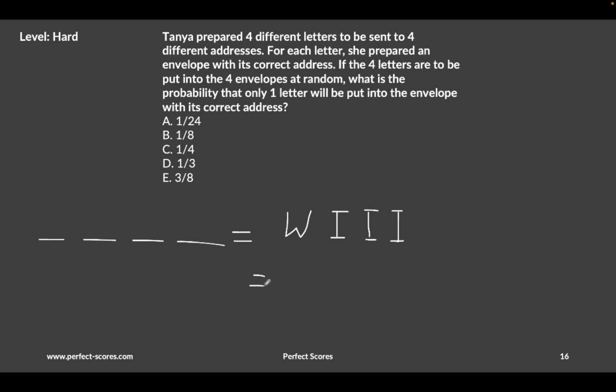Let's try filling up the probabilities here. So what's the probability of sending... It's the other way around. You have to have one as correct and the others as incorrect. So I'm just going to rewrite this, because only one has to be at its correct address. So one is correct, the others are wrong. So CWWW, right? One has to be correct and the others have to be incorrect.